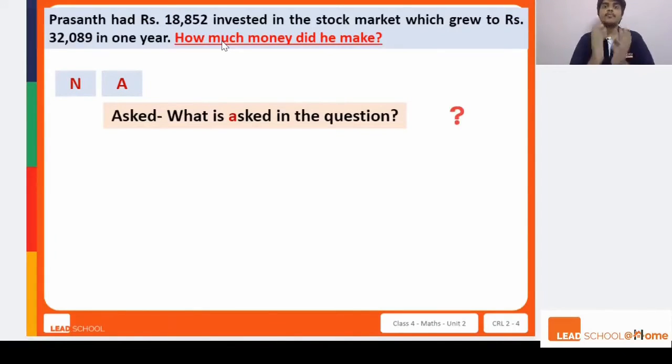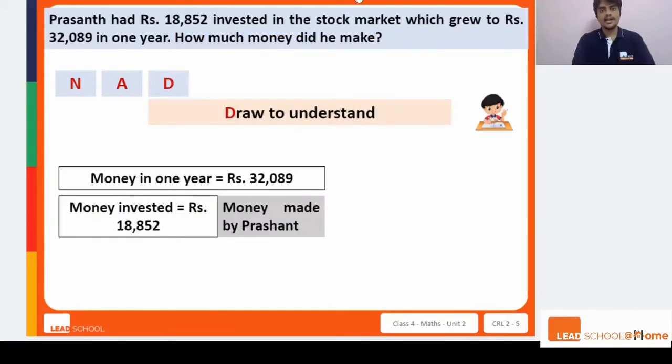How much money did he make means how much money did he get extra. He put in some money, he got some money. How much money did he get extra is what we are supposed to find. Next, third step is we draw to understand better. In 1 year he got 32,089 rupees. Where did he start? Starting he put 18,852 rupees. Whatever the remaining money is, that is the money made by Prashant, that is the money he got extra. So now I have drawn to understand what the question is saying.